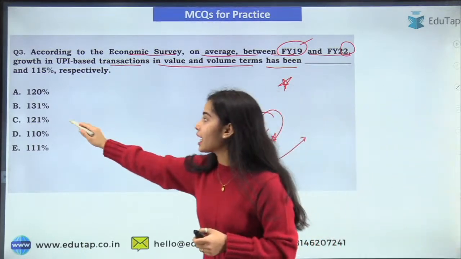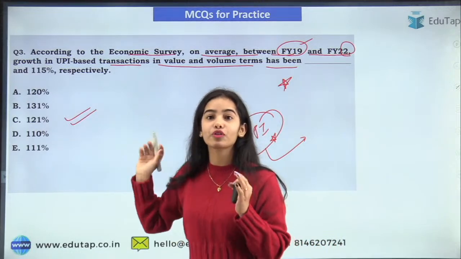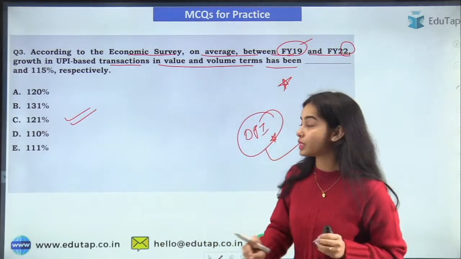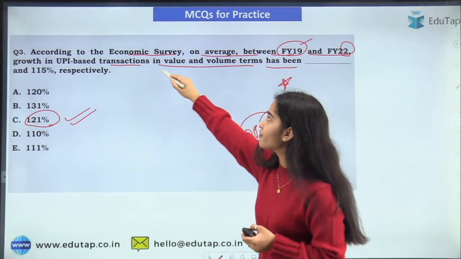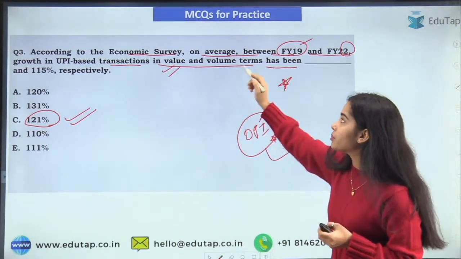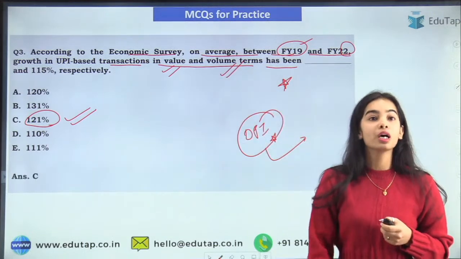So here the data that I am getting is absolutely right. All of you are giving the right answer, and that is so good to see. This is the right answer. 121% growth has been seen in value and 115% growth has been seen in volume terms.